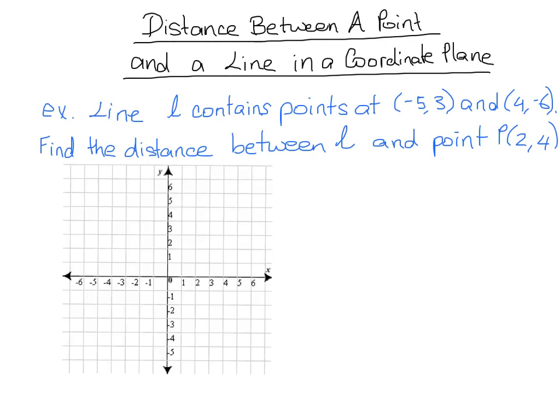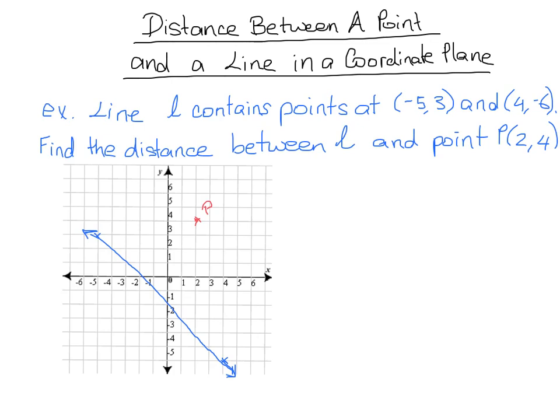Okay. Now that we have our coordinate plane, we can put our points in there. The first point is -5, 3, so somewhere around here. And our next point is 4, -6, so we have it down here. And that will make a line. Let's try and get a line as straight as possible without a ruler. It's a line, so it keeps going that way, it keeps going that way. All right, and we have point 2, 4, and that is about right here, and that's our point P.